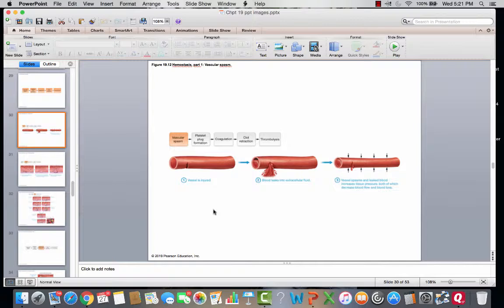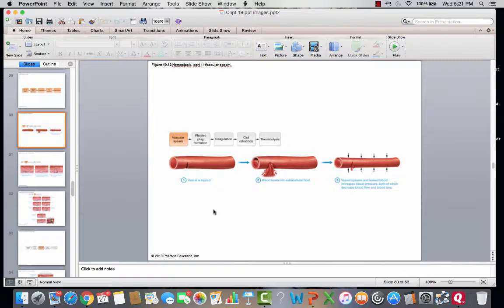Vasoconstriction, so blood vessels are going to constrict, and that's going to create an increase in tissue pressure. That's going to cause a decrease in the blood vessel diameter. Think of it as bringing the cells closer together as much as we possibly can to minimize the loss of blood.